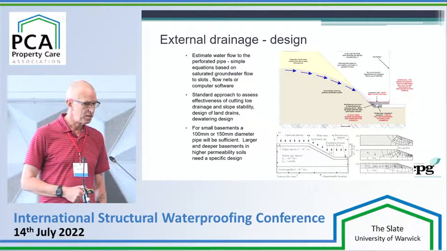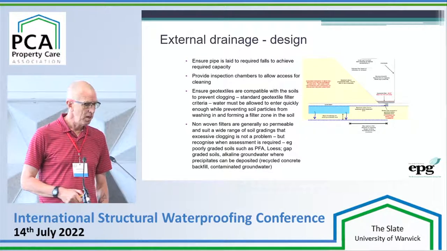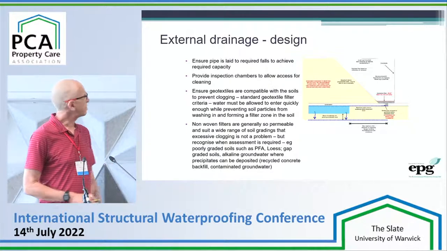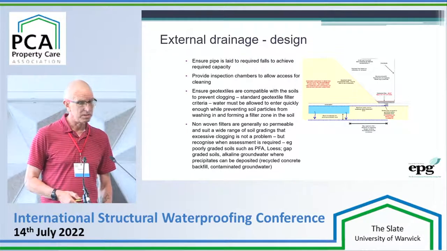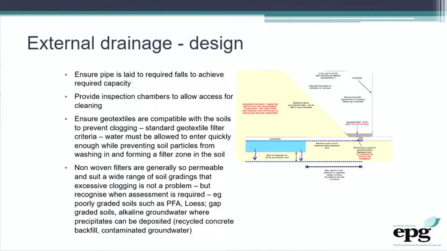So lots of things to think about in the design. It needs to be laid to falls to make sure you've got the right capacity. Provide inspection chambers, as I said, and again, that's a big issue. So that can actually limit the practicalities of putting external drainage in. I said about geotextiles compatible with the soils, so we've covered all that. And then, yeah, you can see there, make sure the top design level of the soakaway is below the level of the basement.